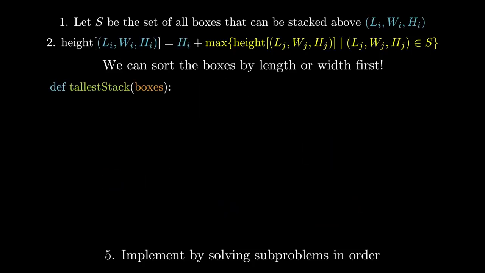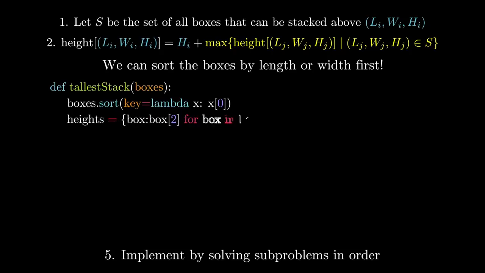Given a list of boxes, we will first sort the boxes by their length. Just so we are clear, it doesn't matter if we sort them by length or width, either one works. Then, to organize a mapping between subproblems and their respective heights, we will construct a dictionary that maps each box to the tallest stack height possible, with that box as the base of the stack. We can initialize this dictionary with each box mapped to its own height.